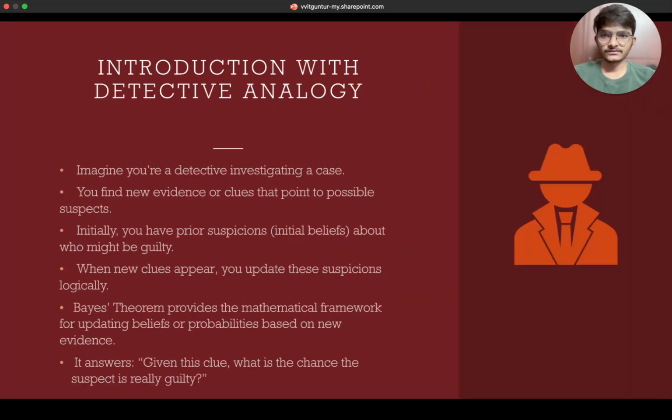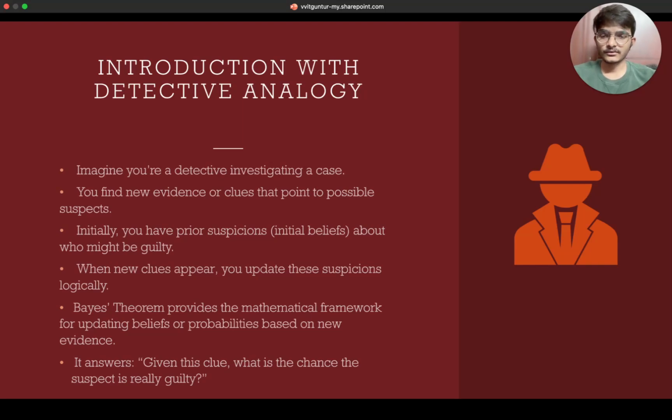After that, an introduction with the detective. Consider you as a detective. Now you are solving a case to find a criminal. So now you have a dilemma. There are no clues right now to conclude who is the criminal. Now, what you will do is search for new clues and revise the old clues. You update these suspicions logically, which is a part of Bayes' theorem. This relates to Bayes' theorem practically.